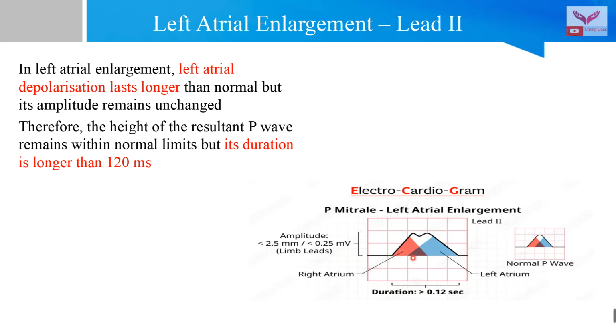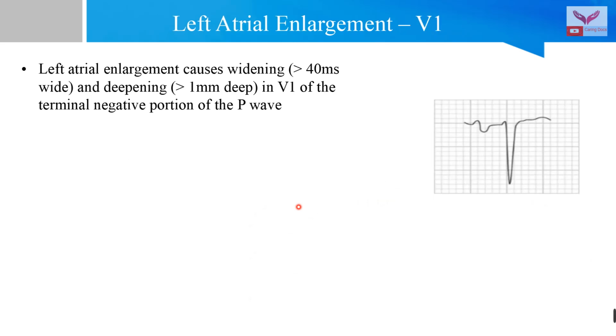The width of the P wave increases. It is more than 3 small squares, or more than 120 milliseconds, and we usually get a bifid P wave. So the P wave in left atrial enlargement is called P mitral. Its amplitude is less than 2.5 mm, but its width is usually more than 120 milliseconds, or we can say more than 3 small squares.